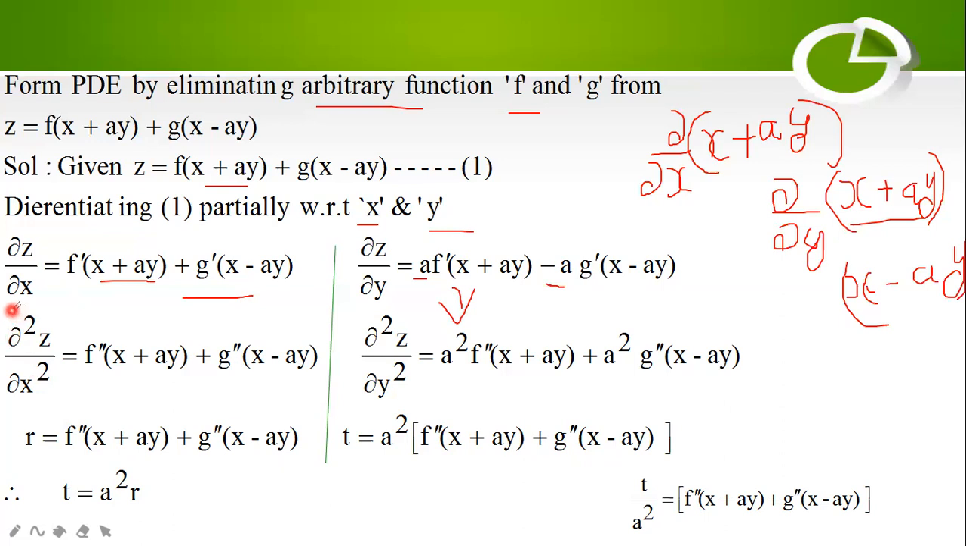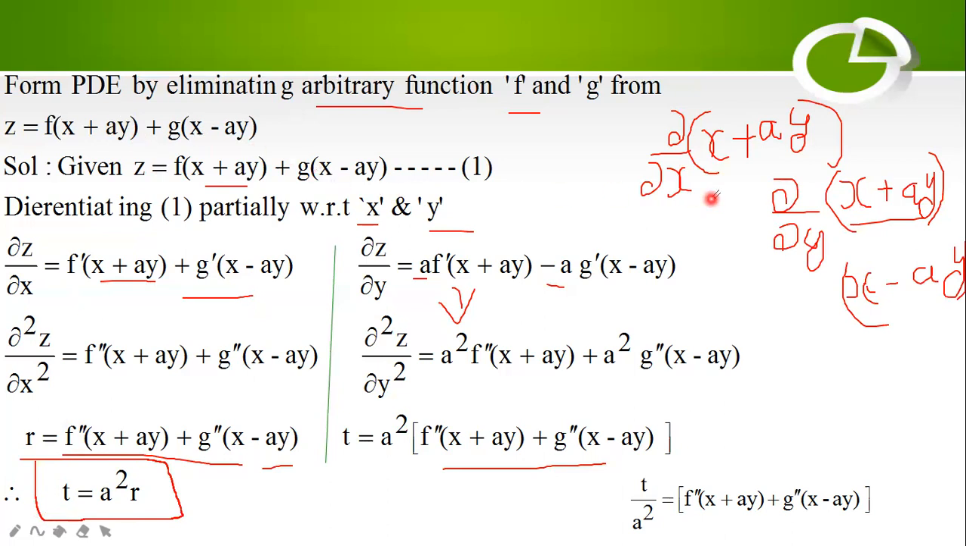Already you know the notation: dou square z by dou x square is r, and dou square z by dou y square is t. Suppose we call this equation 2 and this equation 3. If you compare these two equations, we can replace this value with r. Therefore, t equal to a square into r is the required partial differential equation for the given equation.